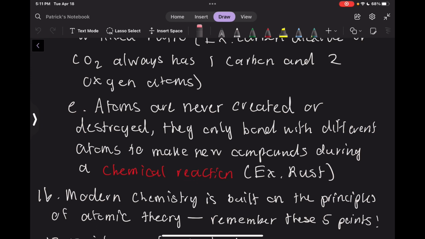When rust forms, neither the iron atoms nor the oxygen atoms disappear. All that's happening is that the arrangement of the atoms is changing. They are breaking away from their current compounds to make new ones.